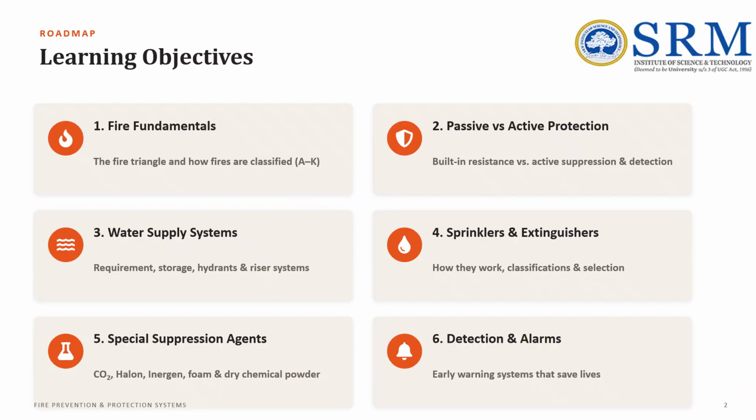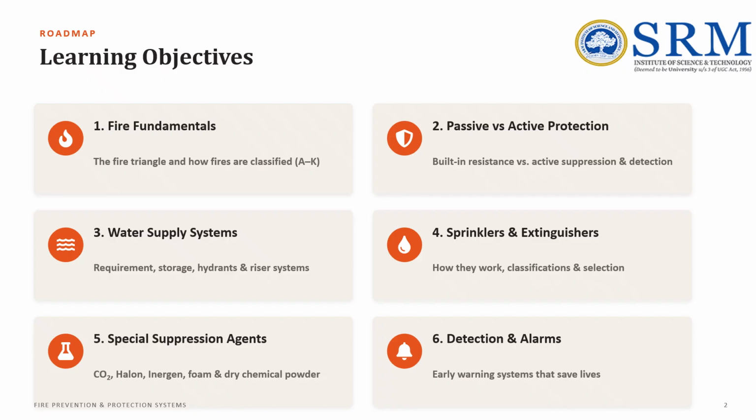This presentation is divided into 6 major sessions. We begin with the fundamentals of fire, where we learn why fire occurs and how fires are classified. Next, we compare passive and active fire protection systems, which are the two major approaches used in buildings and industries. Then we discuss water supply systems, including hydrants, storage tanks, and riser systems.